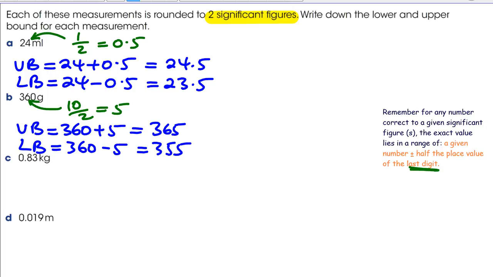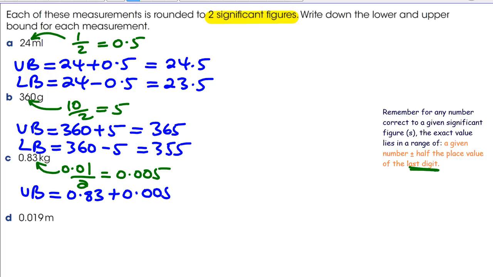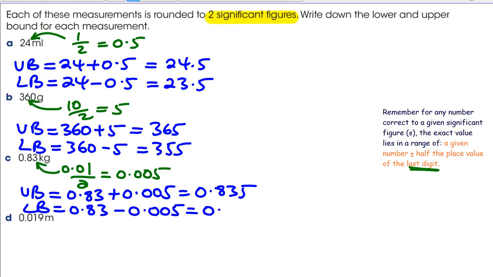Here, last digit is 0.01 divided by 2 be 0.005. So which means upper bound will be 0.83 plus 0.005, which is 0.835. Lower bound will be 0.83 minus 0.005, which is 0.825.